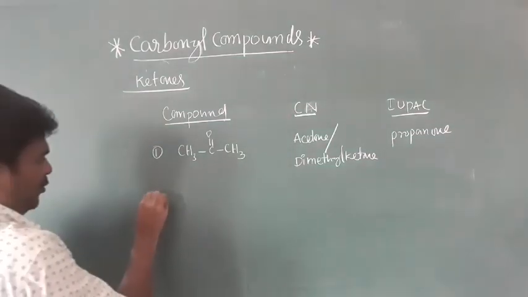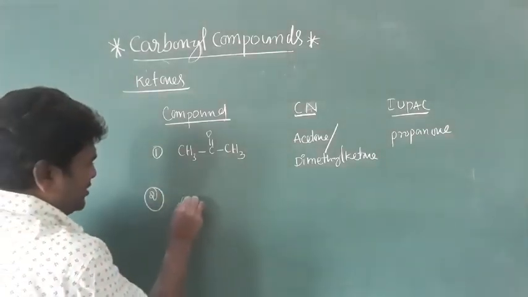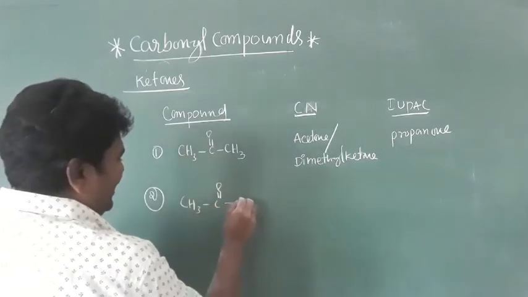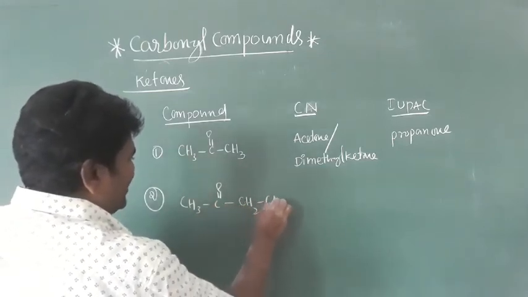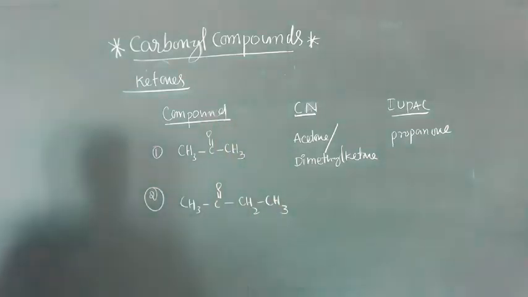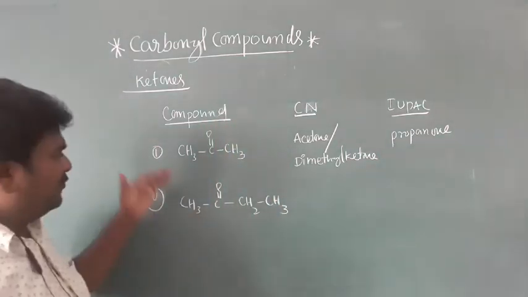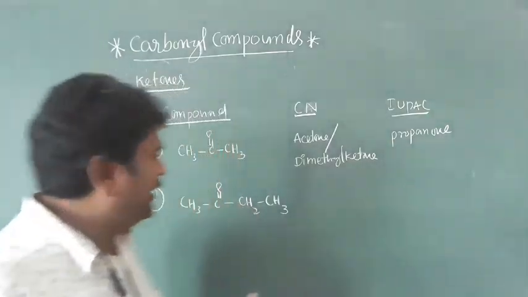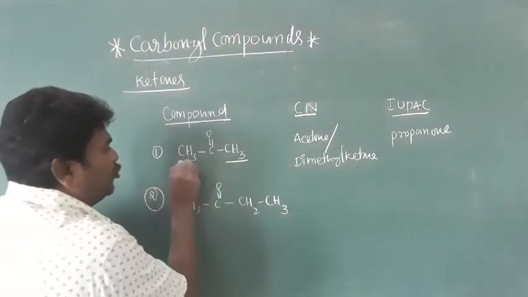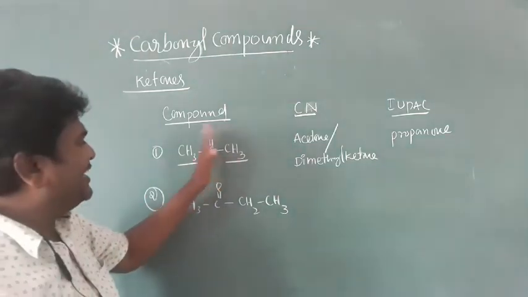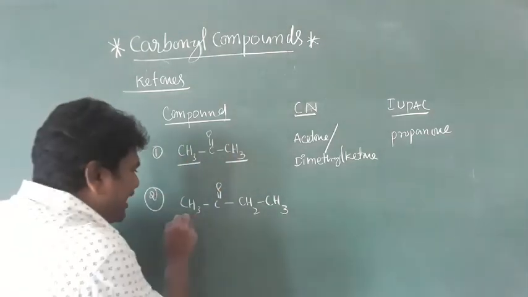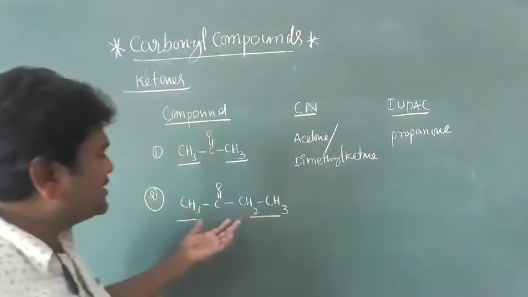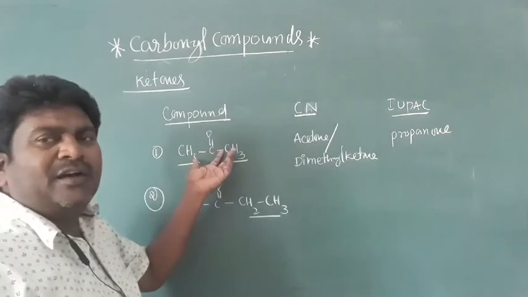In the second compound, see here: CH3, C double bond O, CH2, CH3. And one more important point: comparison between the first and second compound. The first compound is a symmetrical ketone. Symmetrical ketone means the alkyl groups are the same, methyl and methyl. The second is the unsymmetrical, or mixed, ketone. The first is a symmetrical or simple ketone.